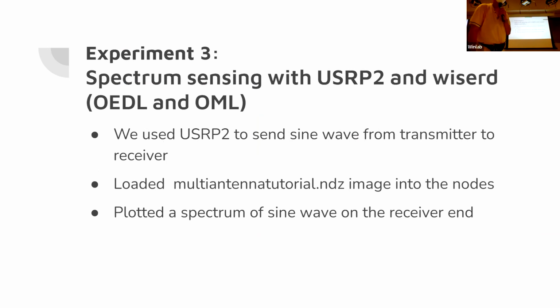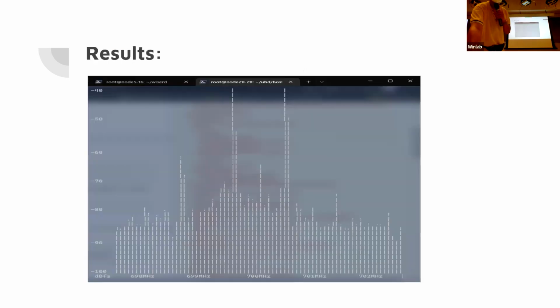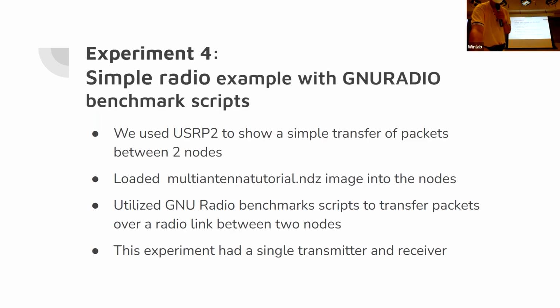And the third experiment is we use USRP 2 and WISER, so we can collect data with it. And here are other results. And the fourth experiment is a simple radio example with GNU Radio benchmark scripts.